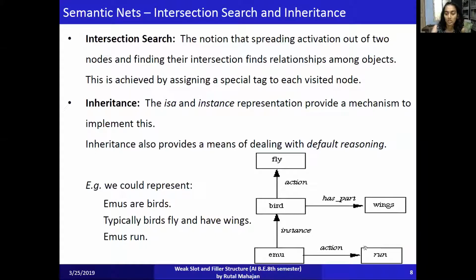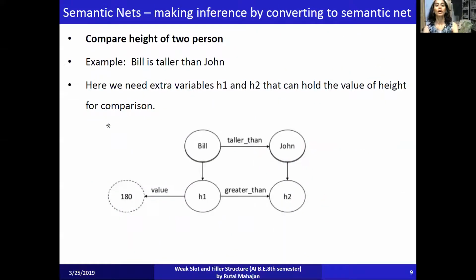This is the knowledge that we can deduce from the semantic net using the inheritance property. Okay, now let's see the next advantage, or we can say use, of semantic net. That is, we can make inferences by converting a particular thing into a semantic net.